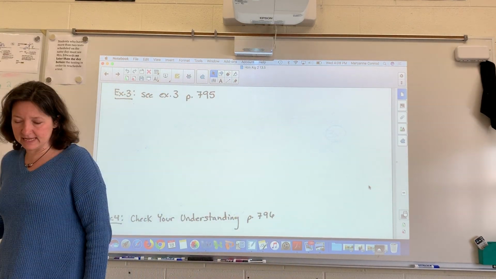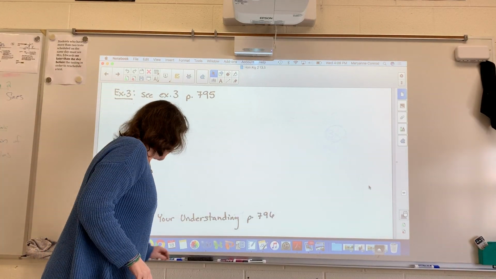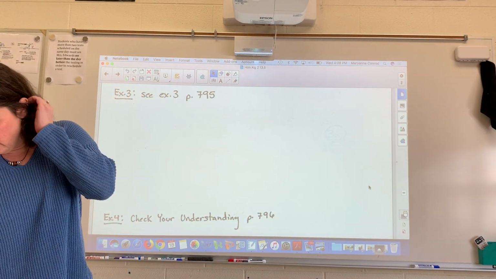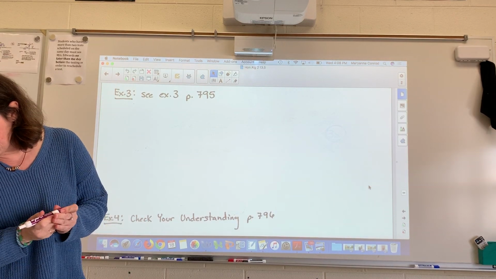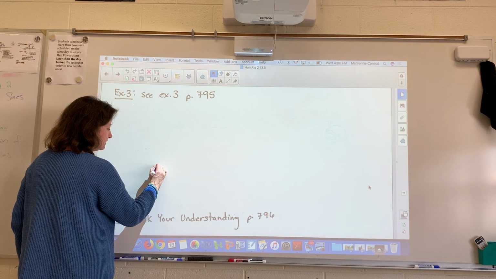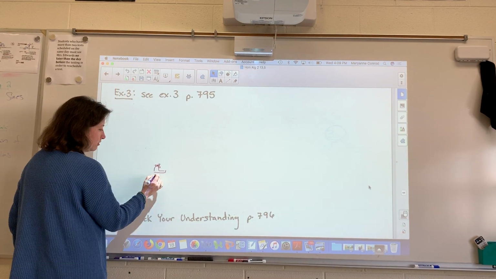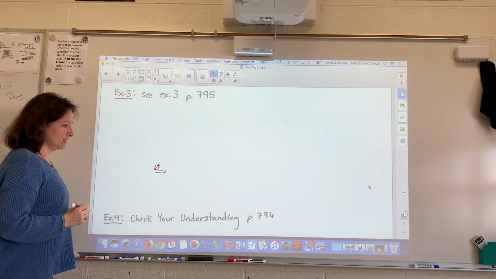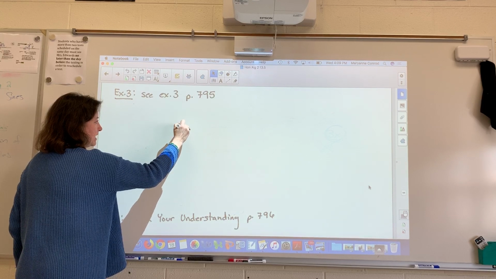what example 3 says. So example 3 says a medical rescue helicopter has flown from its home base at point C to pick up an accident victim at point A. So here's the helicopter's home base. Ooh, there's my helicopter. Aren't I a great artist? And he flies to the accident victim at point A.